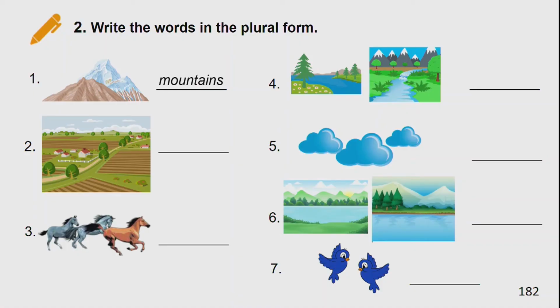Let's check the answers together now. Picture 1, mountains. Picture 2, fields. Picture 3, horses. 4, rivers. 5, clouds. 6, lakes. And 7, birds. All right. Turn the page over now. Look at the exercise 3A. Look at the snake. There are 10 words. You find the words in the word snake, circle or underline them.